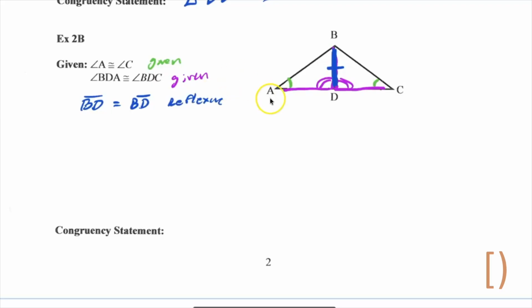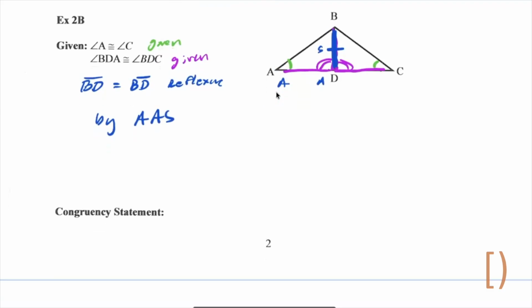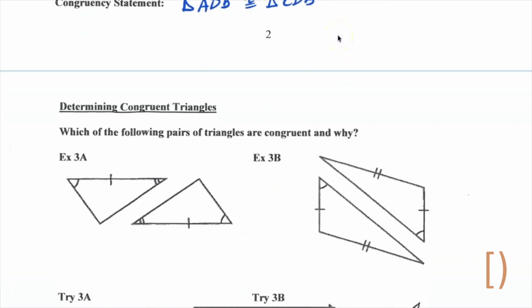So now we have angle, angle, side. So by angle, angle, side, we have triangle ADB is congruent. Again, it has to match. So A is right here. A goes with C. So CDB. So there we go.